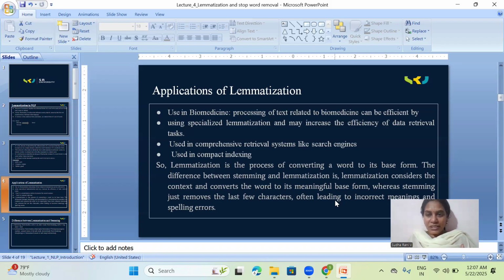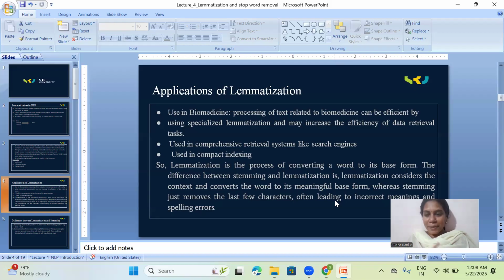Does it have any meaning, or is it related to any language, or is it a correctly generated word? The spelling is correct, but it doesn't follow all these things. That is stemming. But in lemmatization, in the process of converting the word to its base form or root word, the generated root word should have a proper meaning and proper spelling, and it should belong to a particular language without any spelling mistakes, without any word mistakes.